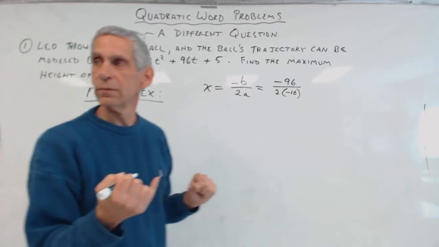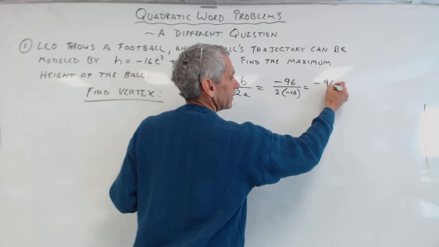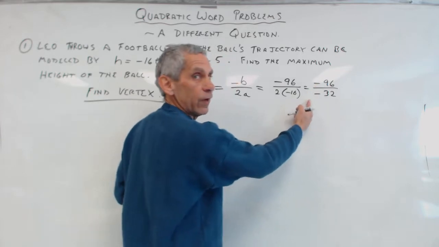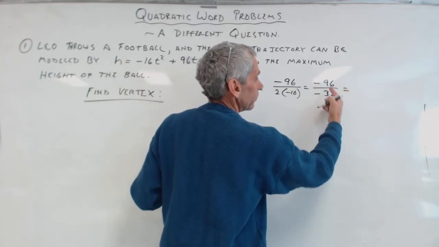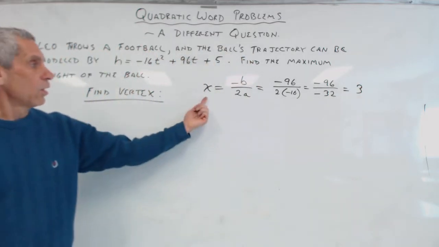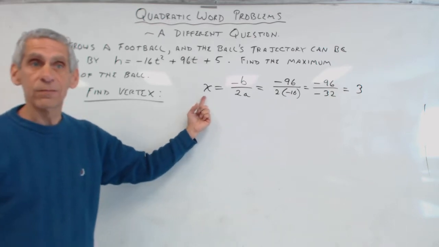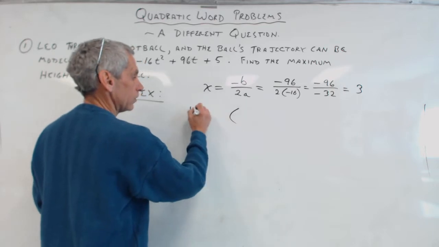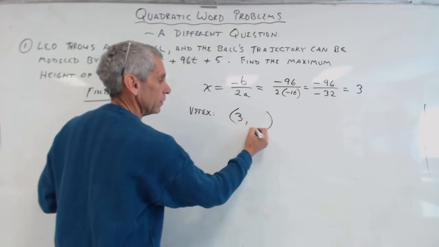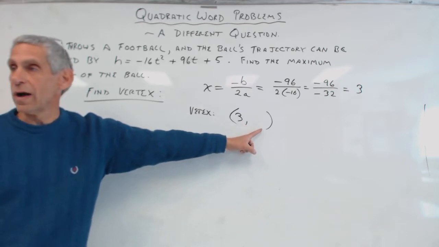Blaze, did I lose you? You got it? Okay. So that's negative 96 over negative 32. All right? Negative divided by negative is positive. 96 divided by 32 is 3. So we're talking 3 seconds. Wait, that's the x of my vertex. So my vertex is 3 comma something. It's the something that I need now. I need to find the y.